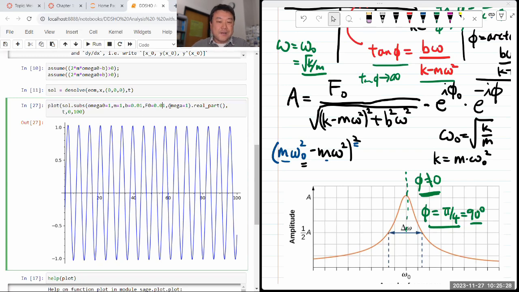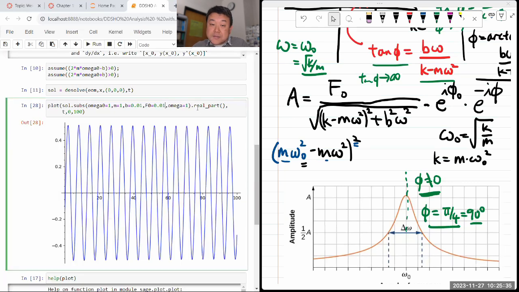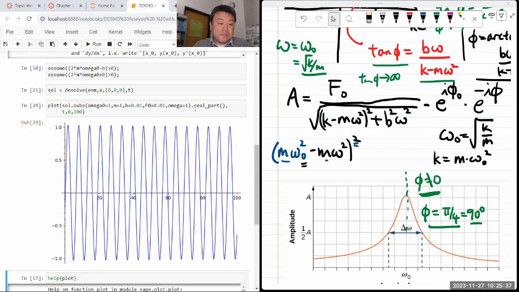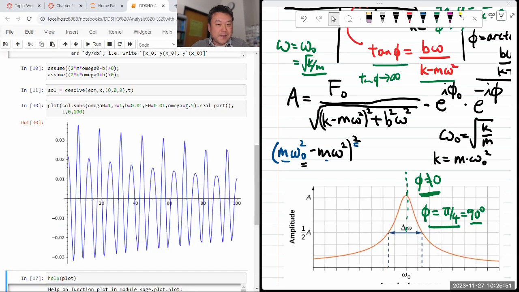Like if this was 0.05, then it would be that. But it is, I guess, linear in driving force amplitude. So okay, that's fun. Now that's not the main thing that I wanted to do this for. We can play with this forever. There isn't really an ending point at which we would end.